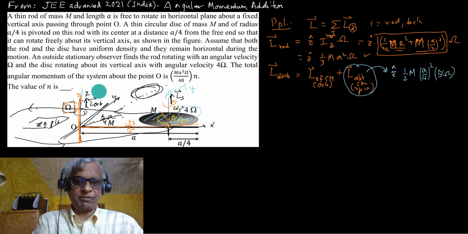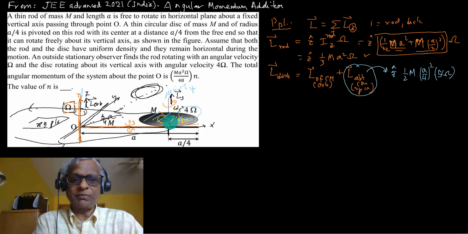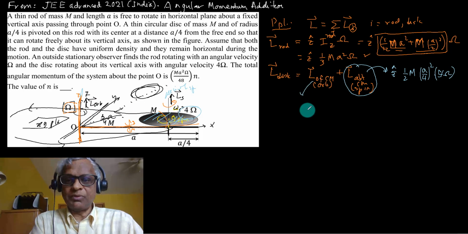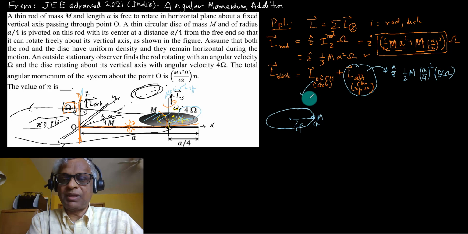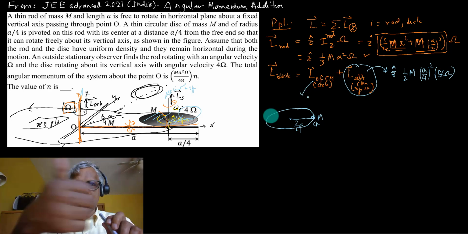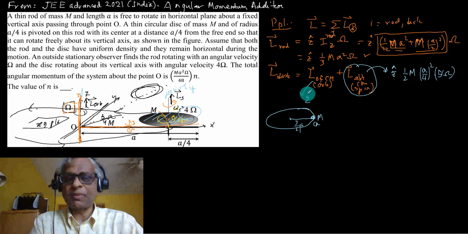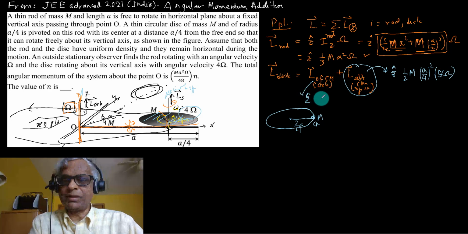How about the orbital part? For the orbital part, we imagine the entire mass is placed at the center of mass, and the center of mass of the disk is 3/4 of a from here. Again we're using the right hand rule. Again, it is z hat, and it's going to be the entire mass at this radius, 3 over 4 a squared.